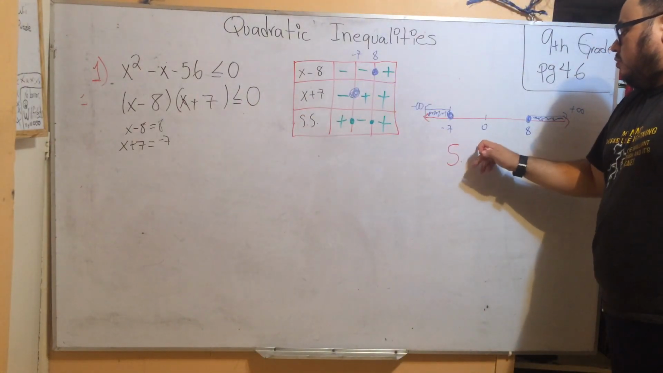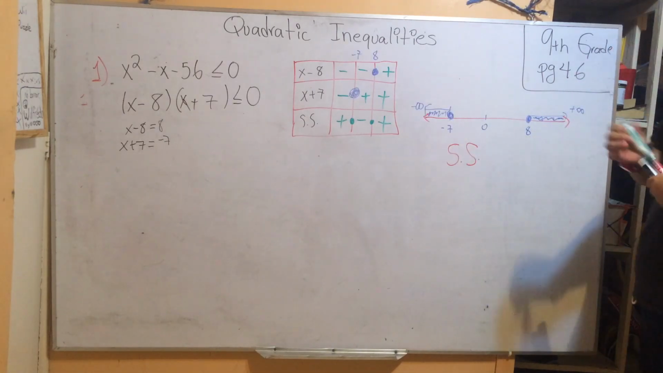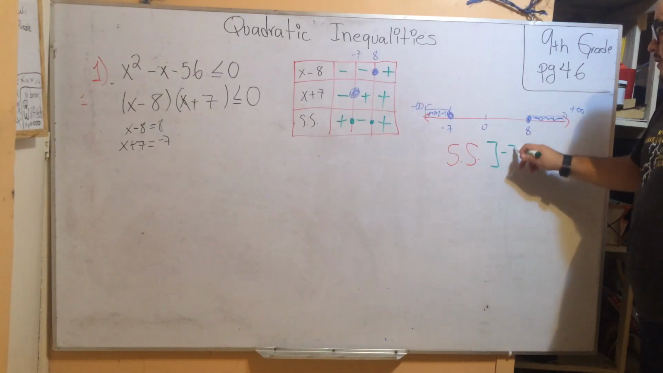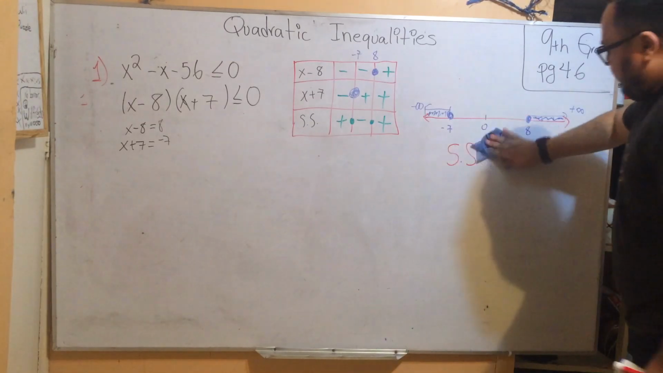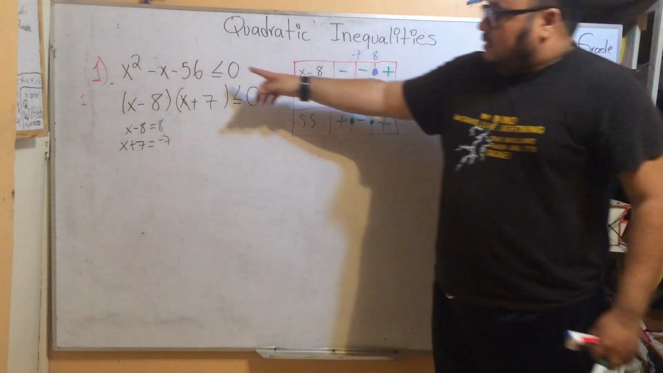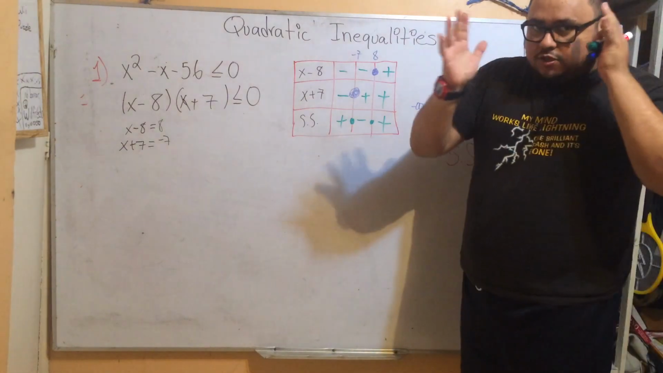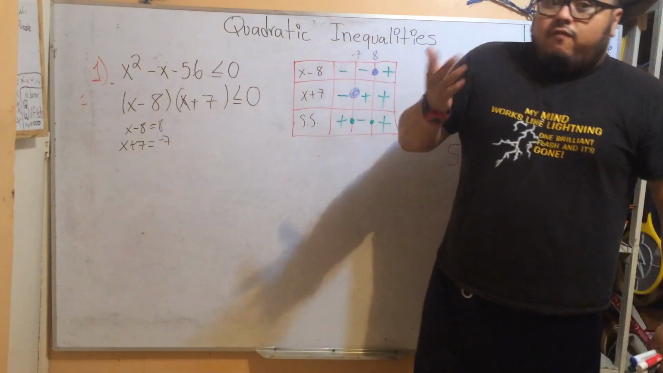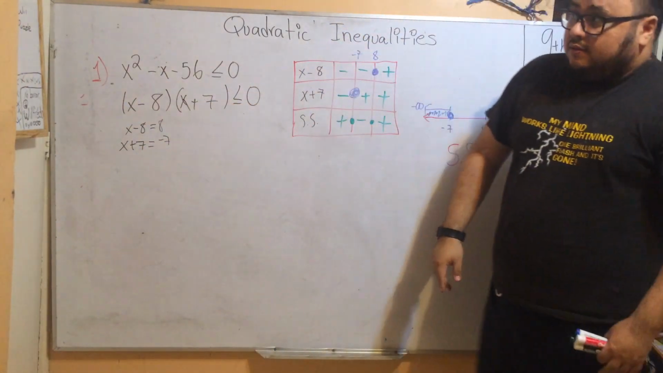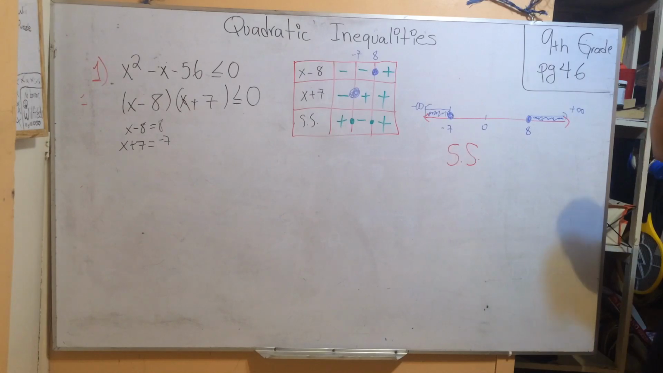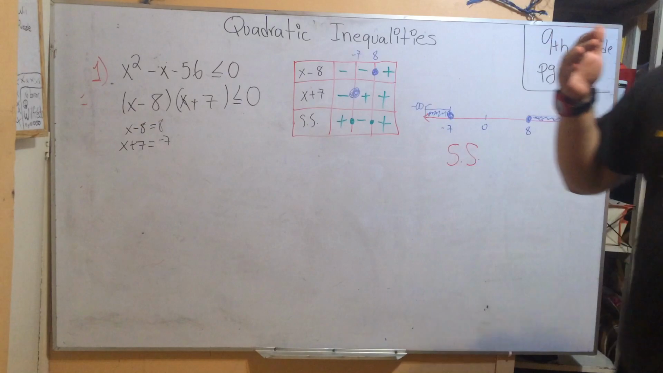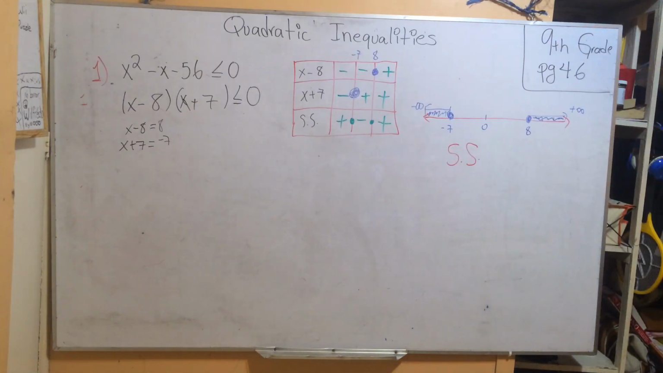So when we write our solution set, what we're looking for are these numbers. So -7, not included. Oh, sorry. It is included. Why is it included? Because this would make this inequality true. Let's try with -7, just so that we can have an idea. -7 squared, 49. Minus -7, that would be 49 plus 7, 56. And 56 minus 56 is 0. Is 0 less or equal than 0?